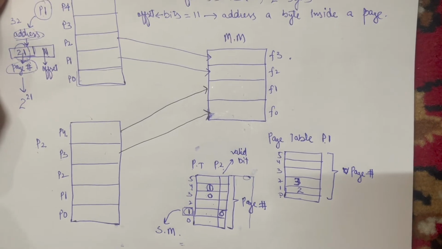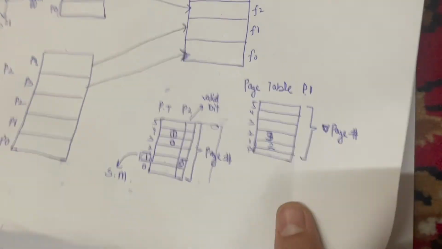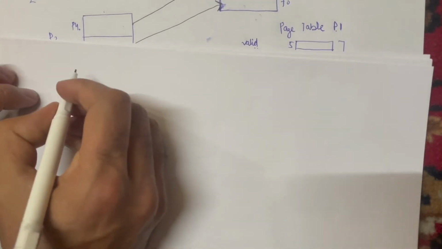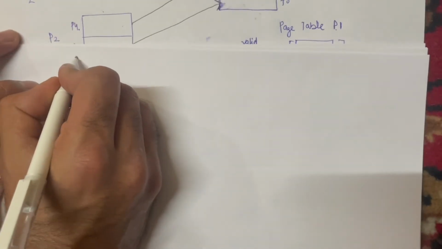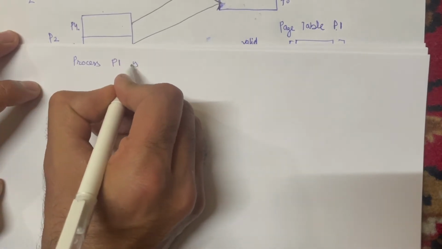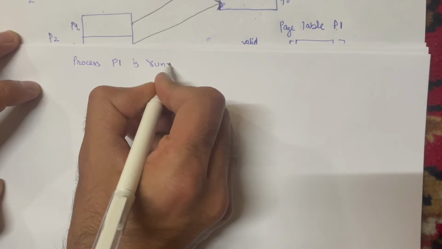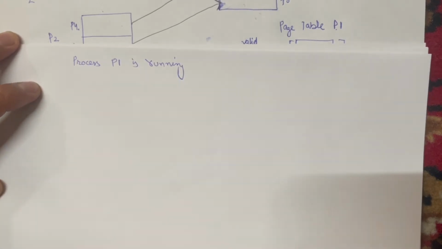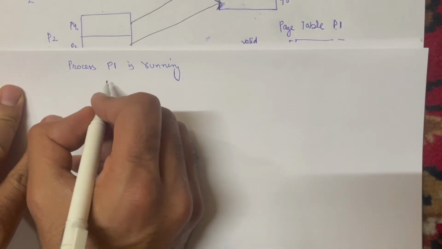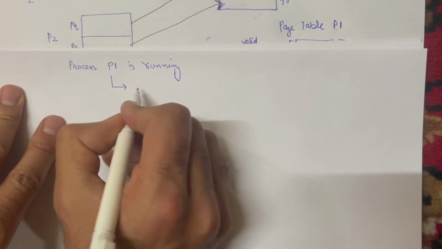Fine. Now let's discuss how we can now access the details. For example, now let's say if our process P1 is running. Okay, if our process P1 is running, let's suppose it generates an address.